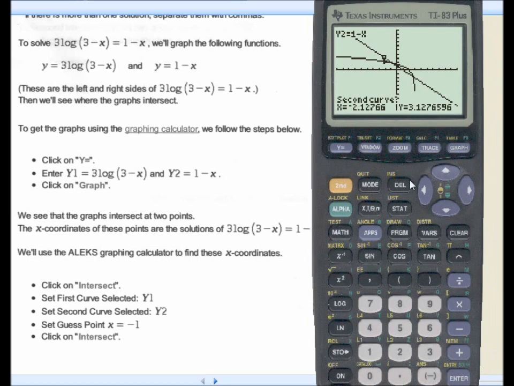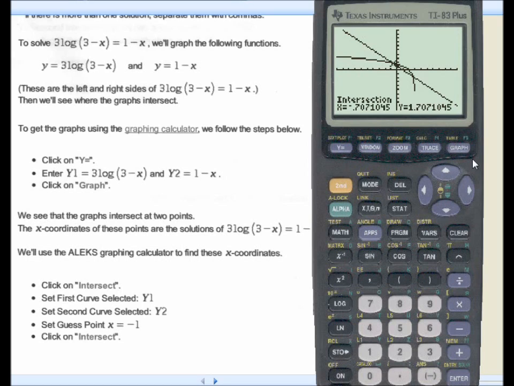I need to jump over to the other curve. Actually, it did it for me. So all I need to do is hit enter. And it says guess. I don't know what that does. I always tell my students, don't worry about the guess, just hit enter. And it cranks it up. And there is the first intersect.